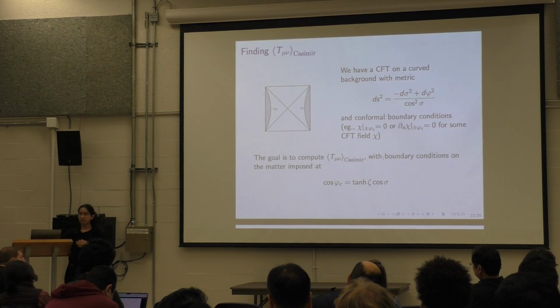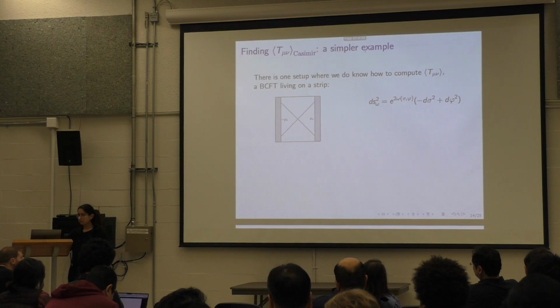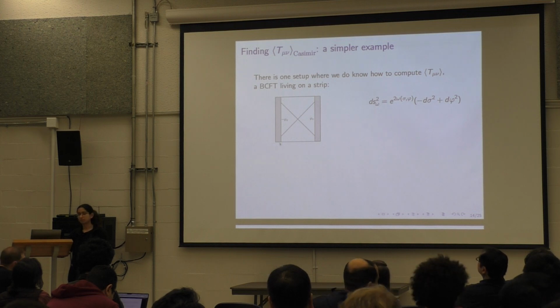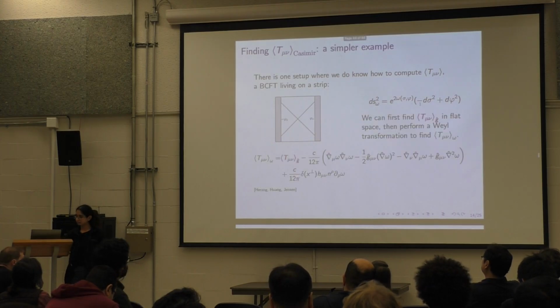So it's not immediately obvious how to do this, so let's instead move to a simpler setup where we do know how to compute the expectation value of the stress tensor, which is a boundary CFT living on a strip. Here the boundaries are located at these vertical positions of constant little pi, and the metric is given here by an expression that is conformal to flat space.